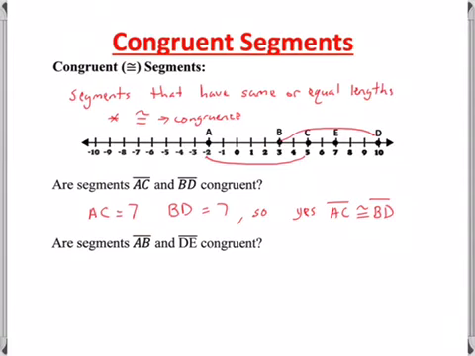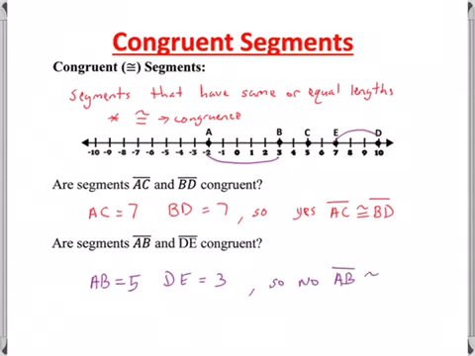In the second question, are AB and DE congruent? Well, A to B has a length of 5, where DE in this case has a length of 3. So we can say no. In this case, AB, and we draw the congruent sign and we put a line through it, is not congruent to DE.